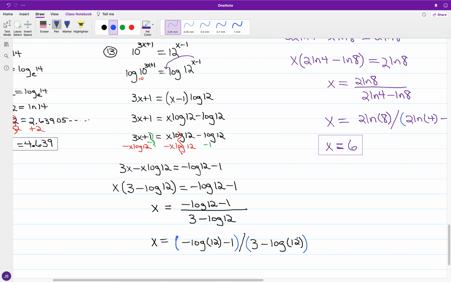So for what I'm going to have here, so I got minus, again, the base 10 logarithm of 12 minus 1, and we have divided by, again, all of 3 minus the base 10 logarithm of 12. And for this output, for x, that's going to be about a negative 1.082.